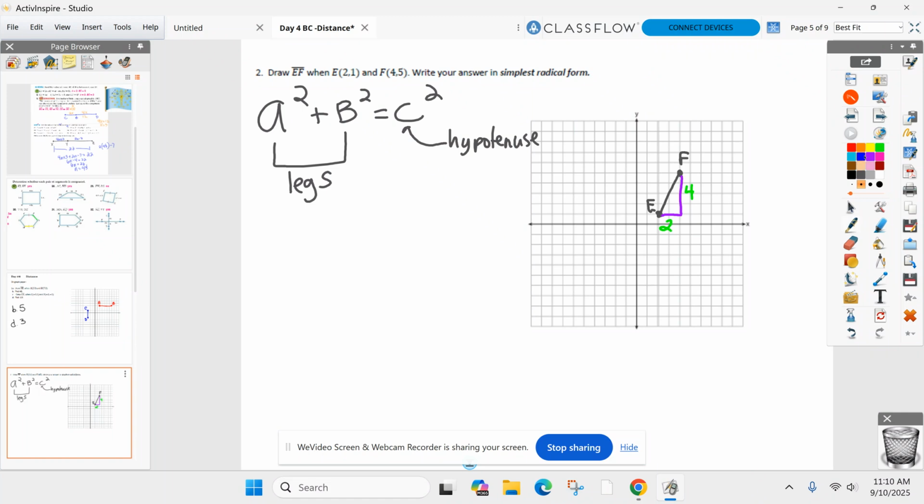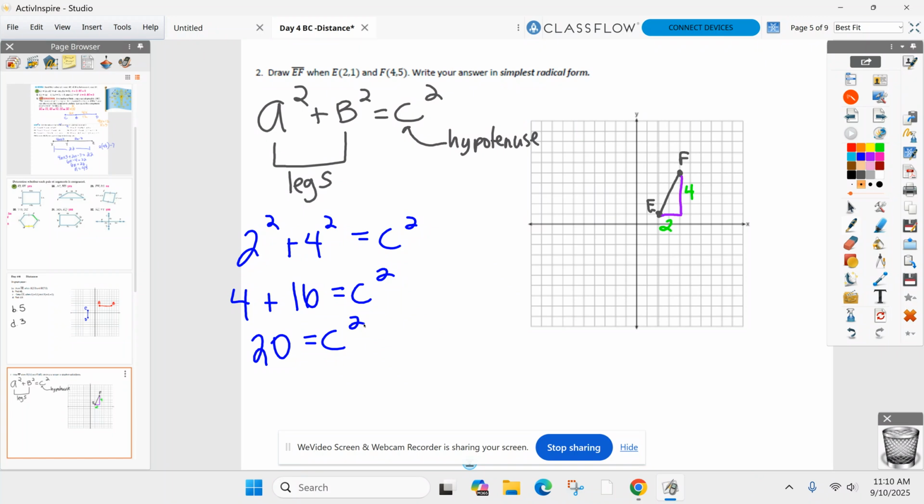So plug it in, now it becomes substitution. 2 squared plus 4 squared, they could have been reversed too. They could have been reversed, equals c squared. And here we go. 2 squared, 4 squared, equals c squared. We're trying to get c by itself eventually. Add your two legs together there, 20.